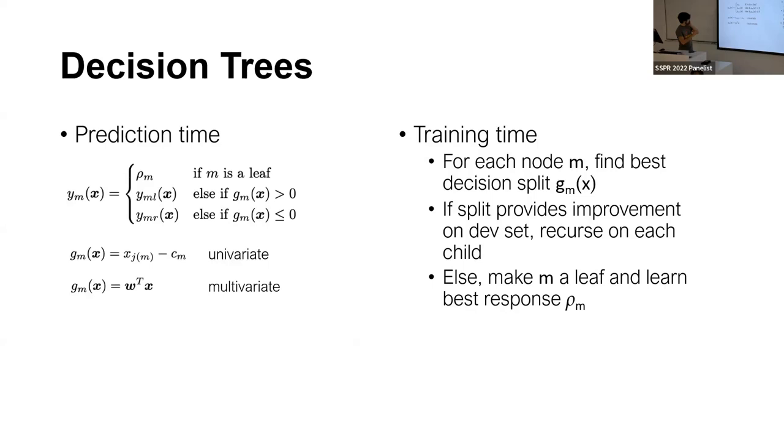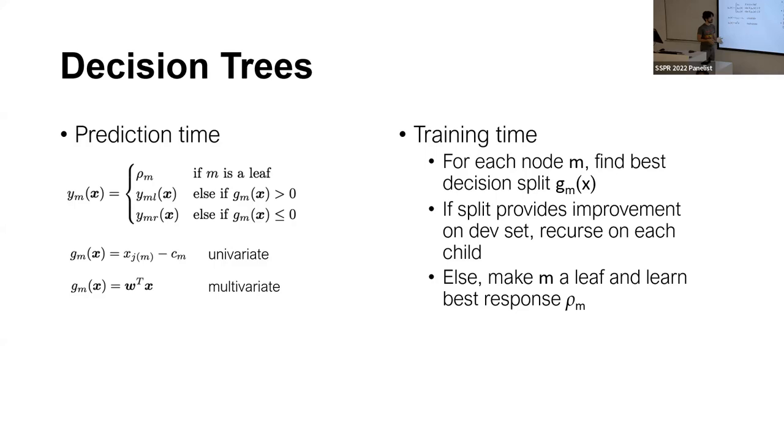So for a decision tree at prediction time, what we do is, starting from the root, recursively for each node, we ask if each node is a leaf or not. If it's a leaf, we output a response. If it's not a leaf, we make a decision between left and right subtrees based on some decision function and delegate the decision to one of those subtrees. Typically, this is a univariate decision function, so we compare one of the features against a threshold, but you can imagine other decision functions, like it could have been a linear split, for instance, like so.